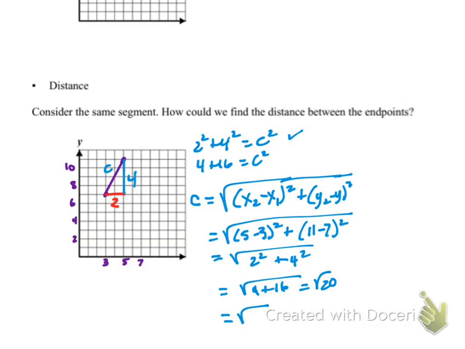And so the square root of 20, I can write that as the square root of 4 times 5. Because I know the square root of 4, that's a perfect square, and then I have the square root of 5. So the square root of 4 is 2. So I get 2 square roots of 5 will be my distance between those 2 points.